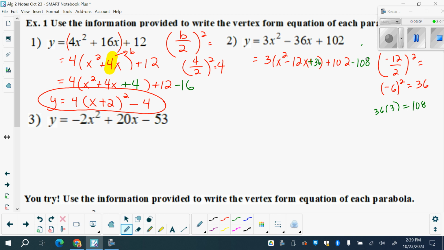So then this gives me 3 times what squared? 3 times 6. X minus 6 or plus 6? Minus 6, good, because the sign comes from here. And then 102 minus 108 is? Negative 6. So there is my vertex form.